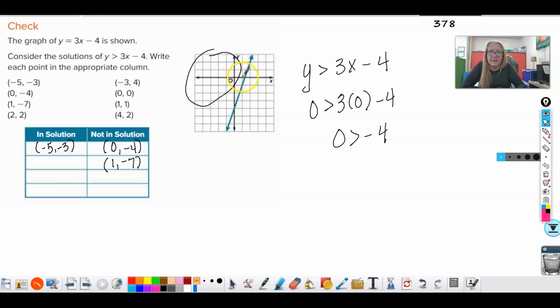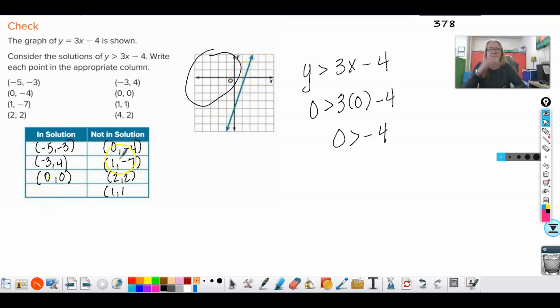2, 2, like what a ballerina wears. 2, 2 is on the line, so we know if it's on the line, it's not in the solution. -3, 4 is in the solution. I like this question, it's fun. 0, 0 is in the solution, that's our test point. 1, 1. 1, 1 is in the solution. And 4, 2 is not in the solution.